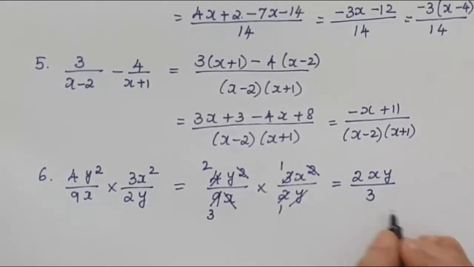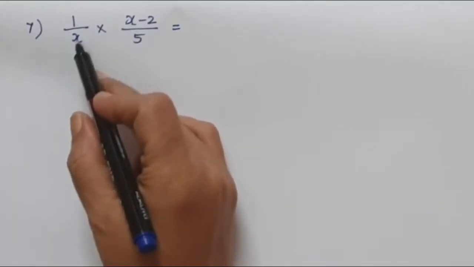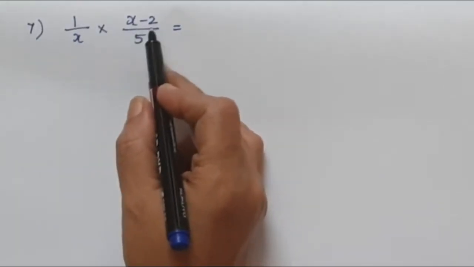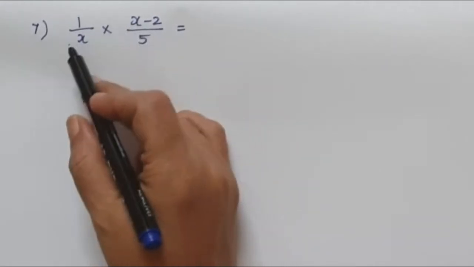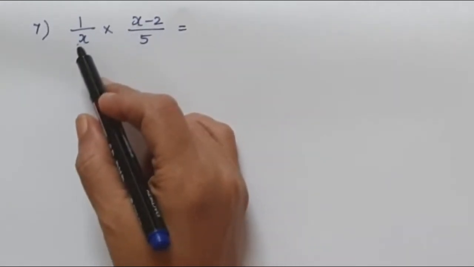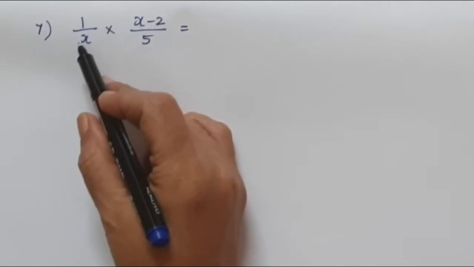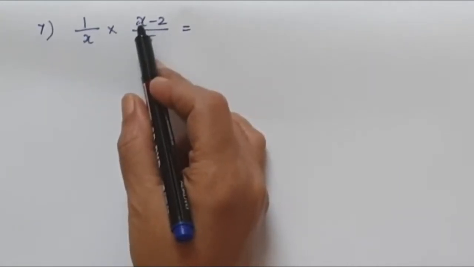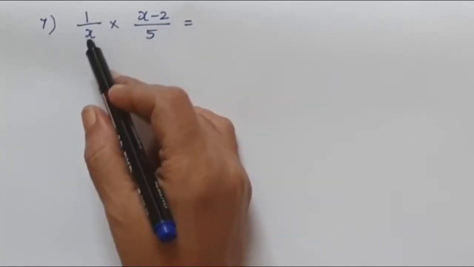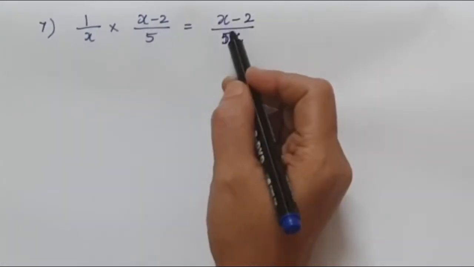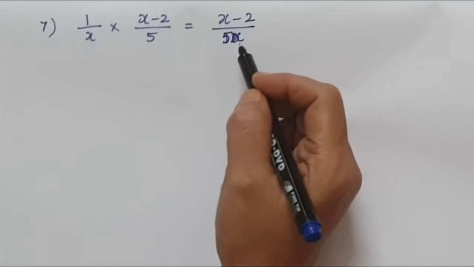2xy divided by 3. In the seventh question, 1 over x multiplied by x minus 2 over 5. Here there is nothing common between the numerator and the denominator. Just remember that you cannot cancel this x with this x because this x has to be subtracted by 2, but here it is just an x. So the answer for this will be x minus 2 over 5x.